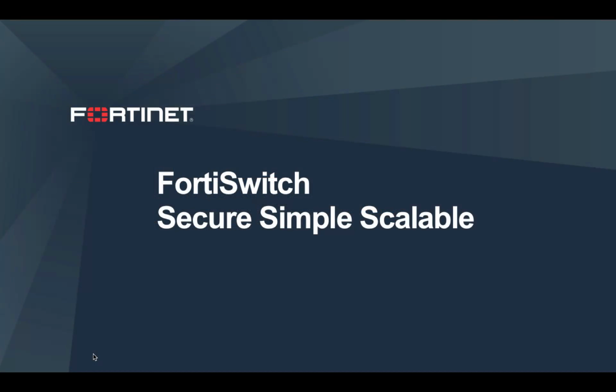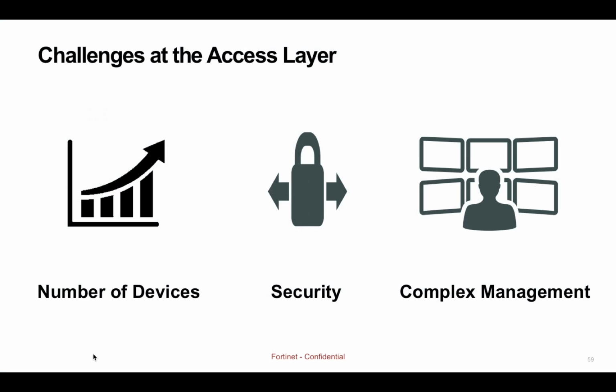So let's quickly move on to the FortiSwitches. One of the key challenges at the access layer is the number of devices, as we discussed in the beginning. We are seeing more and more devices connecting to the access layer. This is the era of IoT, where you have devices connecting behind your access layer. These are tiny devices, very efficient and built for a special purpose, but they have no brain, so you can't run endpoint protection on those devices. So we need a way of protection to secure different types of devices on the access layer.